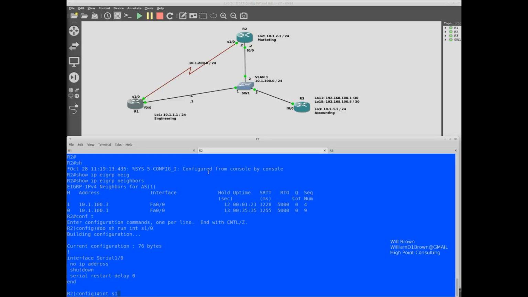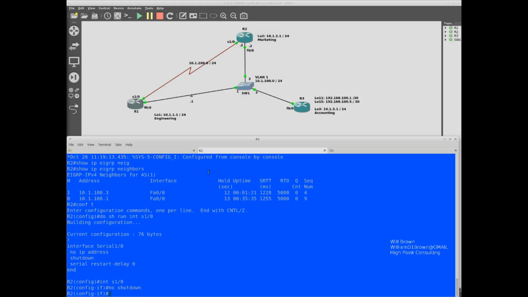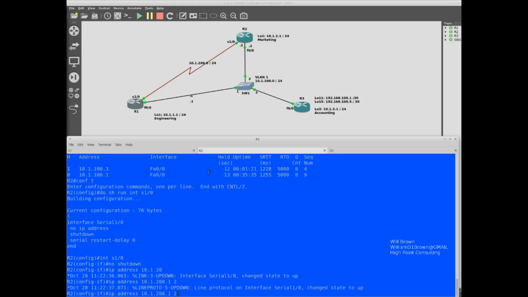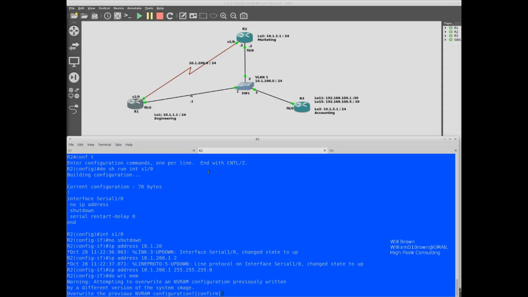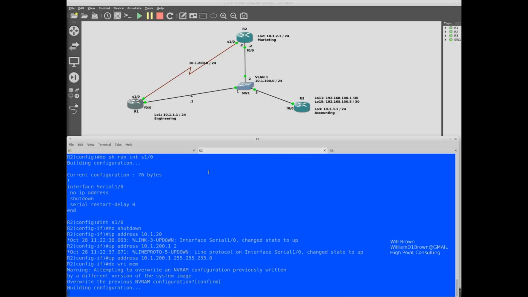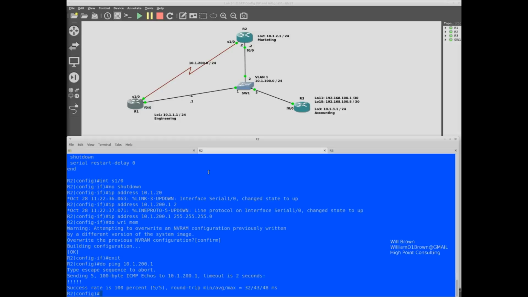Okay. Interface S1/0, no shutdown, IP address 10.1.200.2 255.255.255.0. Do write mem, or we could do copy running-config startup-config. And let's make sure we have exit. Do ping 10.1.200.1, to make sure that we have connectivity. We've got connectivity to that serial interface from router 2.